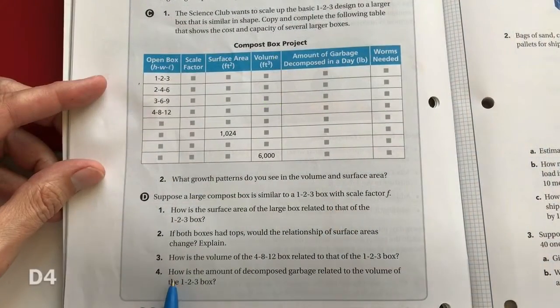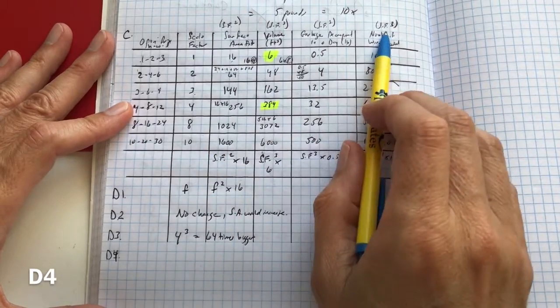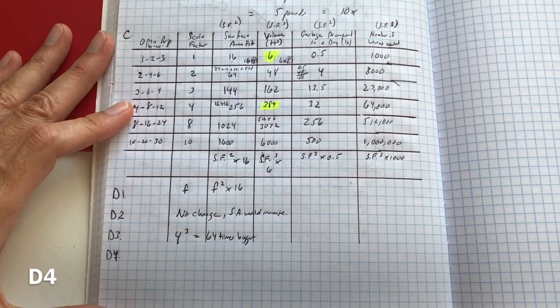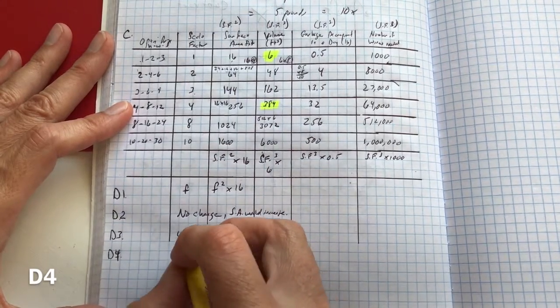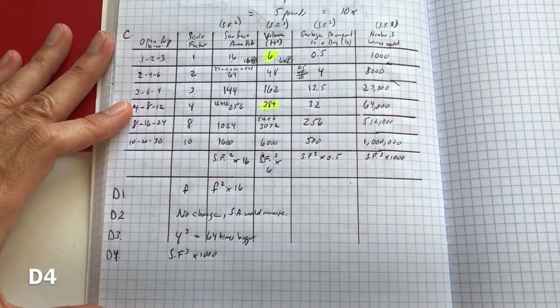All right, D4. How is the amount of decomposed garbage related to the volume of the 1, 2, 3 box? Well, what we notice here, in that same process, is that it's going to be the scale factor to the third power times 1,000. So whatever the scale factor is, it's the scale factor to the third power times 1,000. That's how it would change that information.